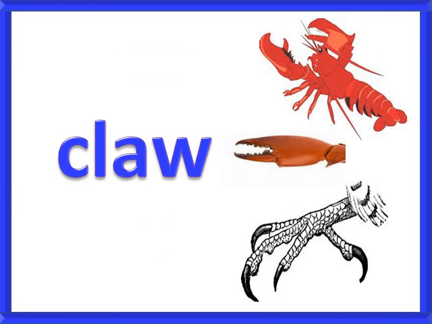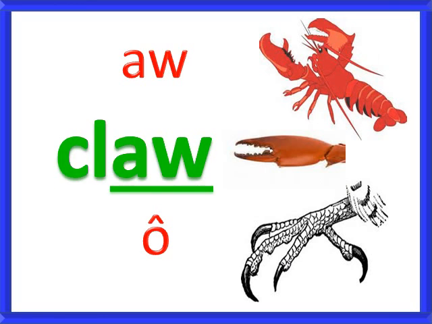A claw, cl, claw. Okay, now we got a lobster up there. See that lobster with a big old claw? And then we got a crab claw, and we got an eagle claw. Claw.